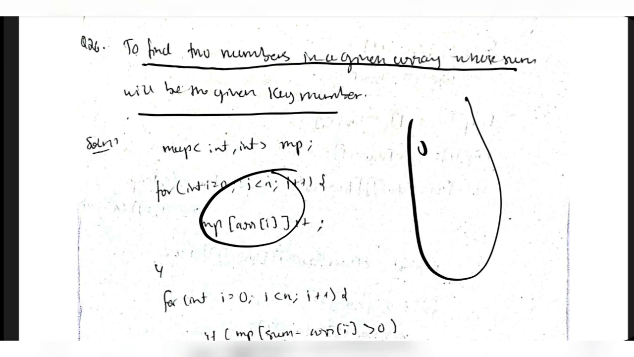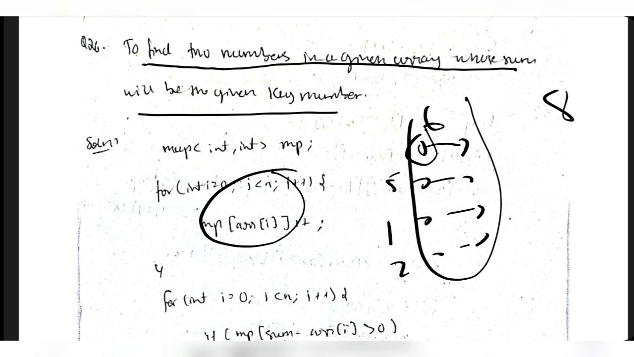So we'll be writing which all numbers occur in the array, and after that, to find the sum, we'll subtract this number. For example, if the sum is 8 and I have a number 6 here, then 5, 1 and 2. At that time, I'll store 6 here, 6 is stored, 5 is stored, 1 is stored, 2 is stored.